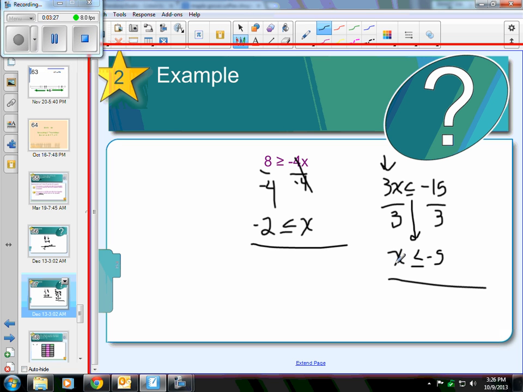All right, so also if there are no negatives at all in the equation, you don't have to worry about the sign either. The sign will just stay the same.